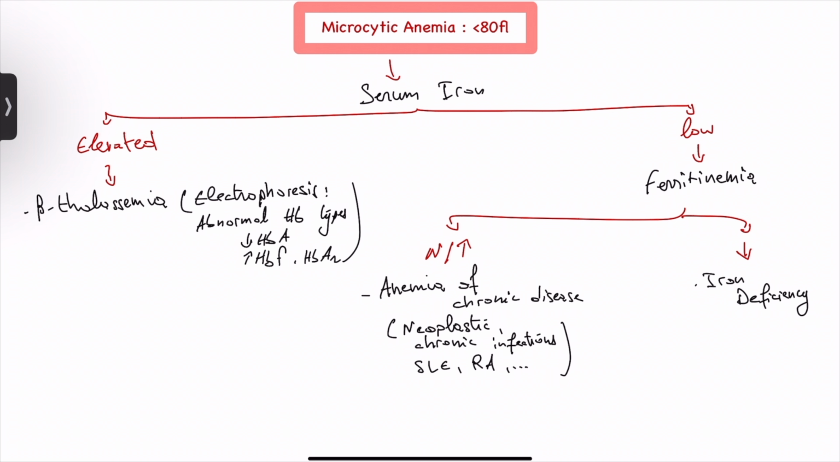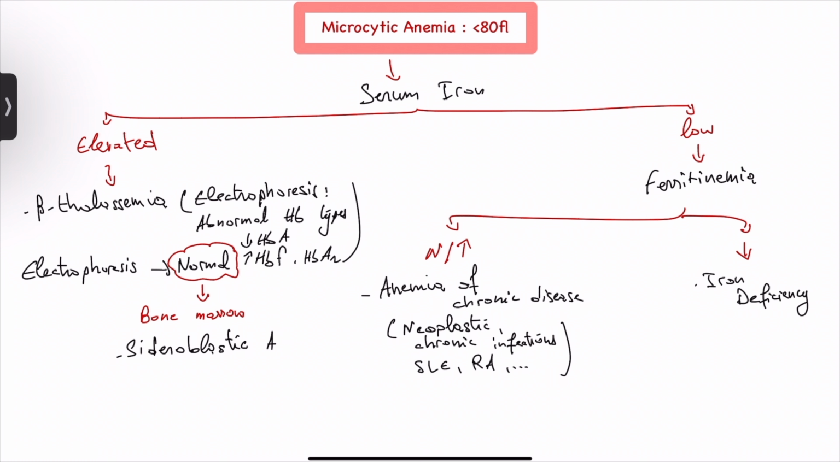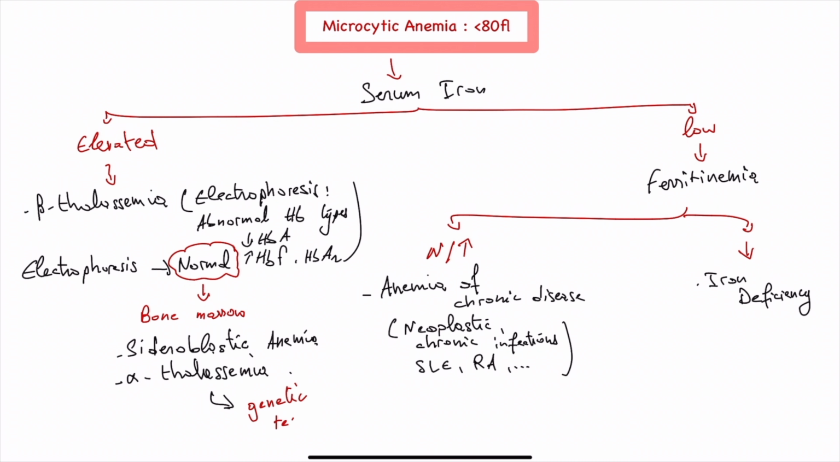to be the opposite. If electrophoresis is normal, continue with bone marrow aspiration, as it could be sideroblastic anemia or alpha thalassemia, which might need further genetic testing. And that's how you approach a patient with low hemoglobin and low MCV.